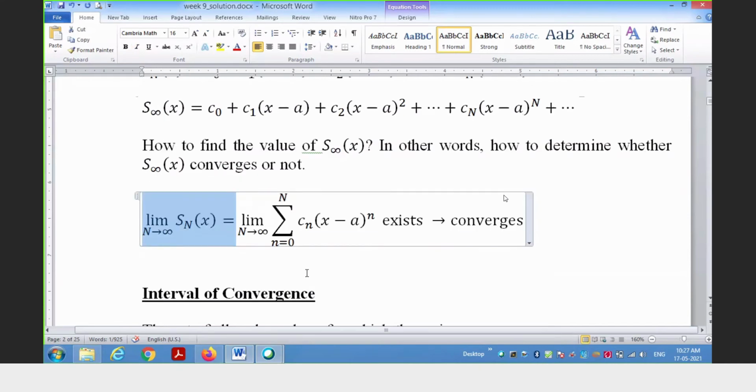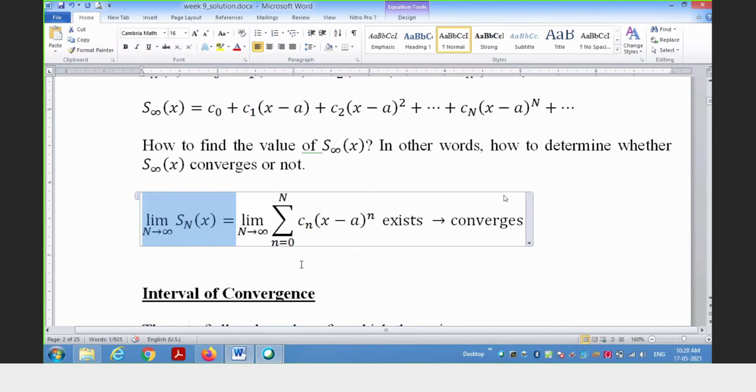Any question before I proceed? This is the concept, the basic concept that you should understand. Is there any question before I proceed? No question. All right.